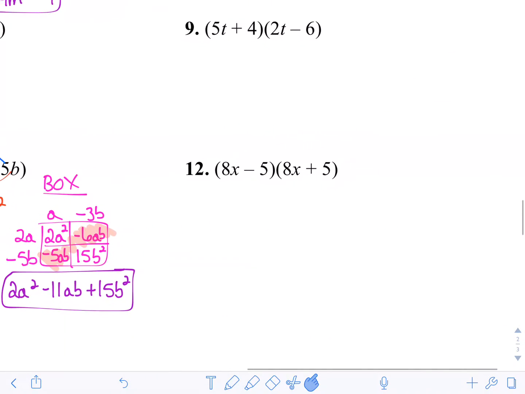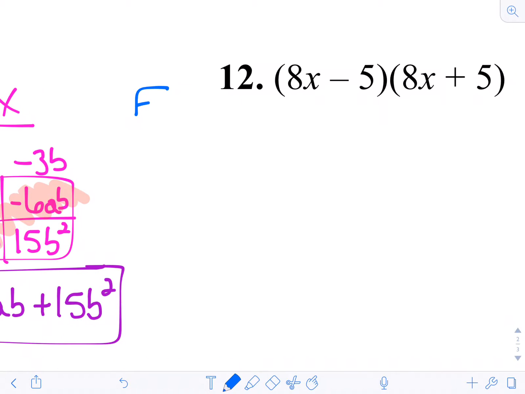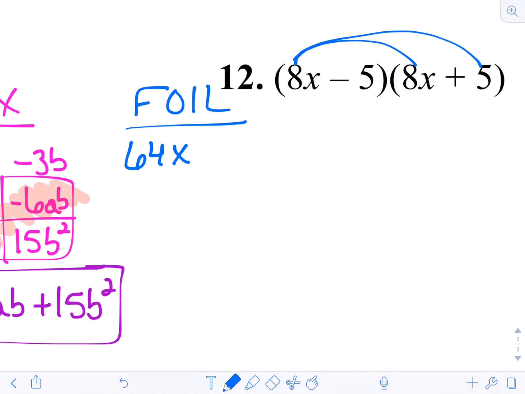Okay, we'll do one more like this. So first we'll do the FOIL method. So we have 8x that we're going to distribute. 8 times 8 is 64. X times x is x squared. 8 times 5 is 40. And you just have that x.